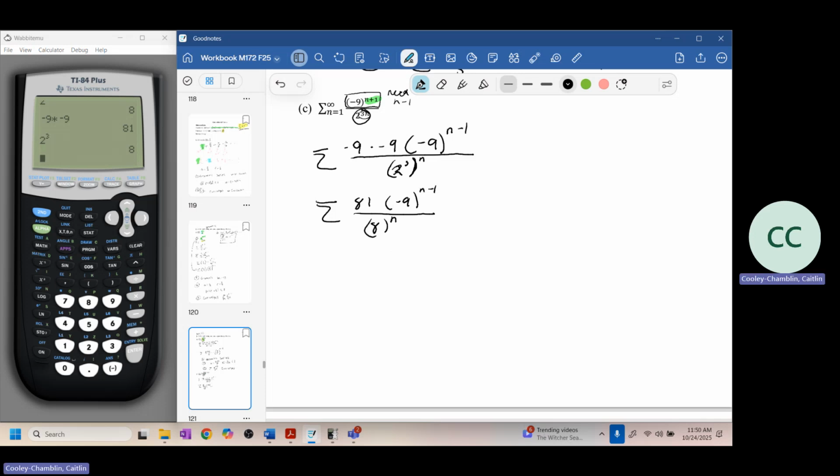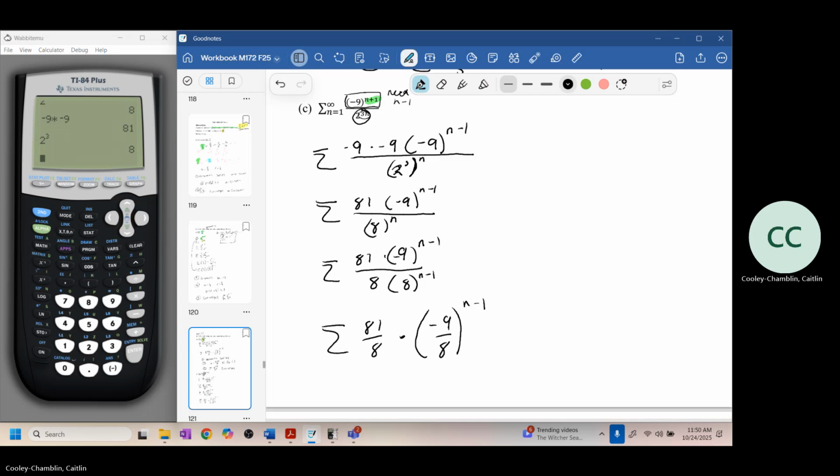Okay, so our numerator is to that n minus 1. Our denominator is just raised to the n, and I need it to be to the n minus 1. So I need to pull one of those out. So I'm going to do the summation of 81 times -9 to the n minus 1 over 8 times 8 to the n minus 1. Oh, that's -9, there we go. So we get the summation of 81 over 8 times -9 over 8 to the n minus 1.